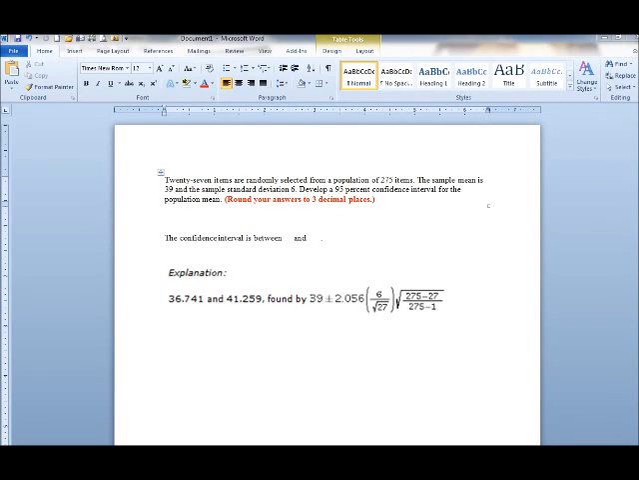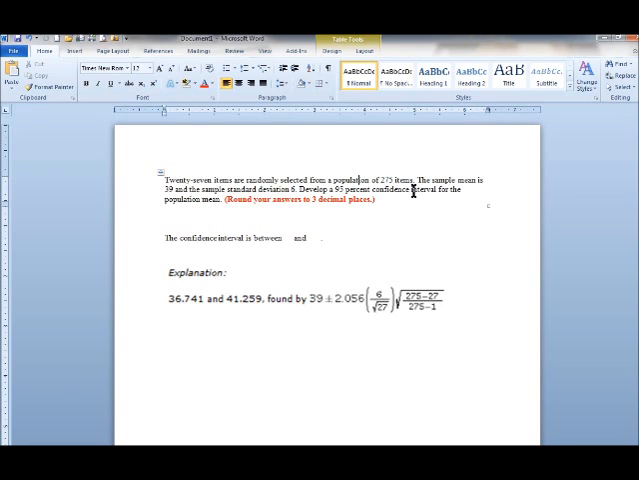Alright, so sounds like this particular problem is giving you a lot of trouble. So let's see if we can work through it again here, and maybe I can clear this up. I was kind of brief the other day, so I'll go through it a little slower. It says that we have 27 items that are randomly selected from a population of 275 items.